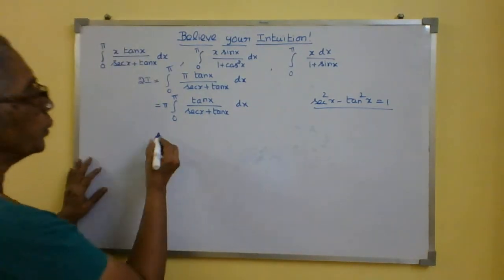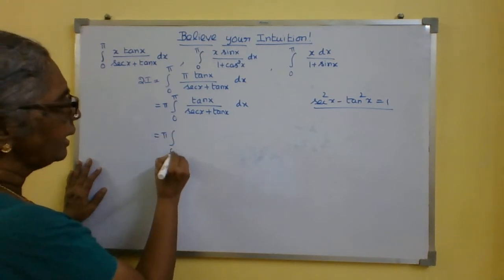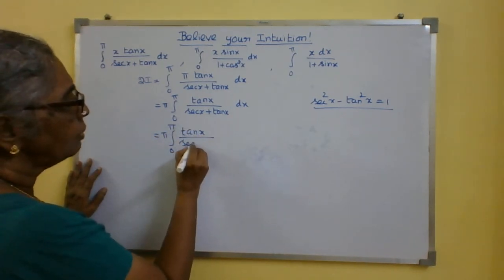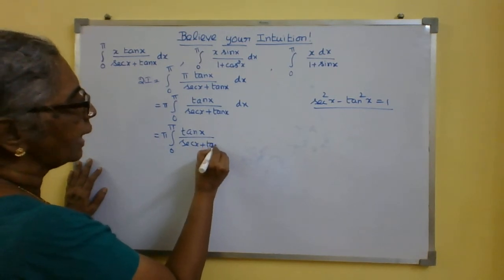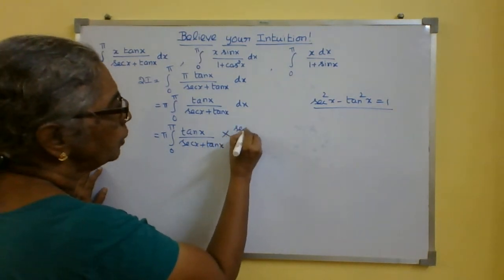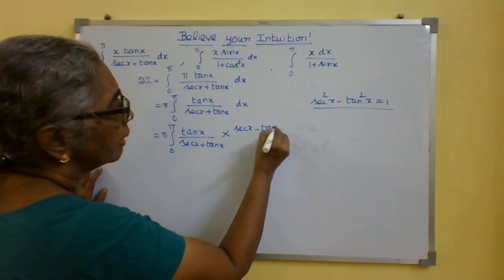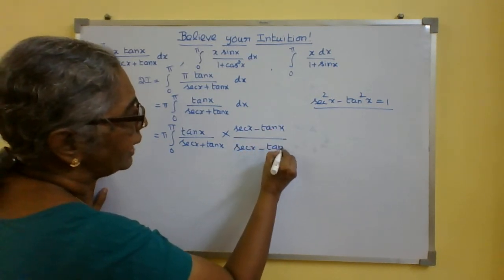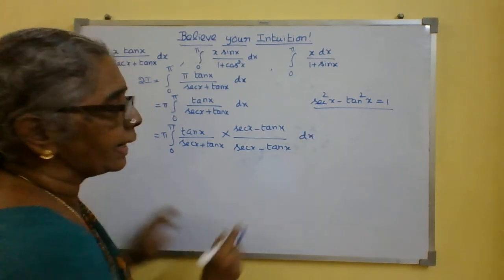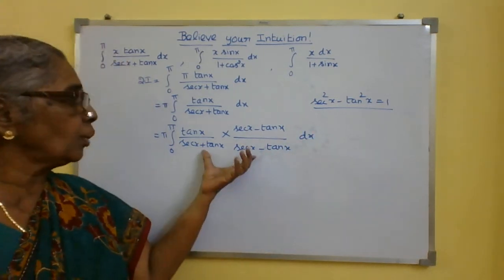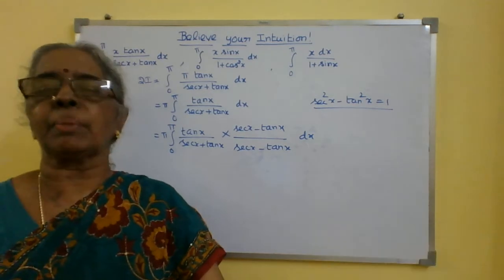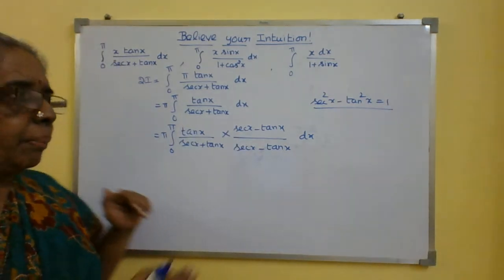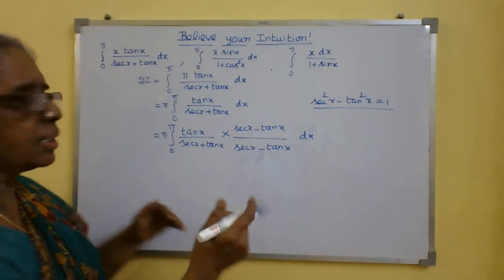So what I am going to do now, I will write pi integral 0 to pi. Here I have tan x, here I have secant x plus tan x, right? I am going to multiply the numerator as well as the denominator by secant x minus tan x, for the simple reason, in the denominator I will be getting secant squared x minus tan squared x. That will become 1 for me. So only the numerator will be there. So that will make my sum easier to integrate.